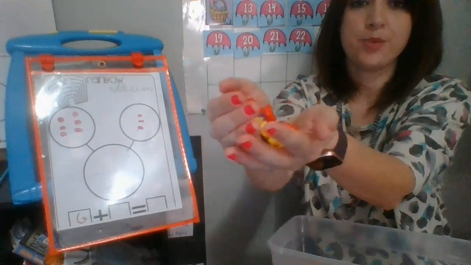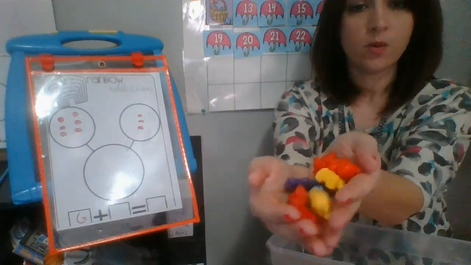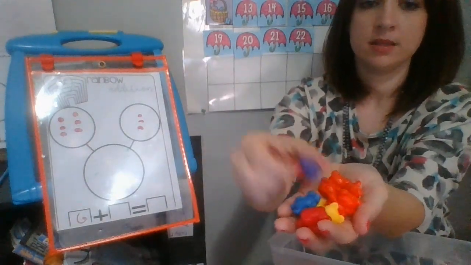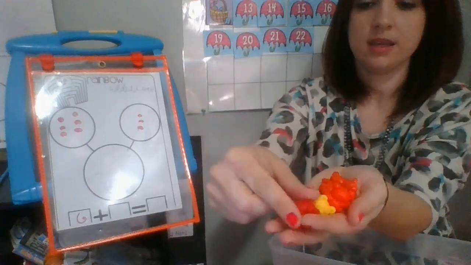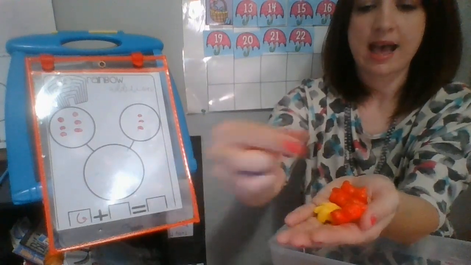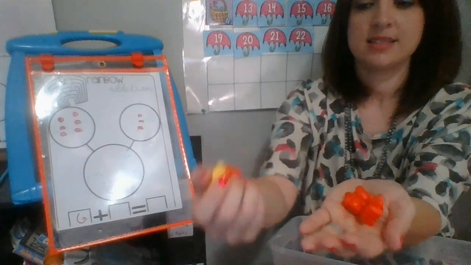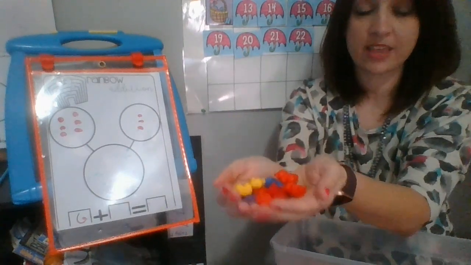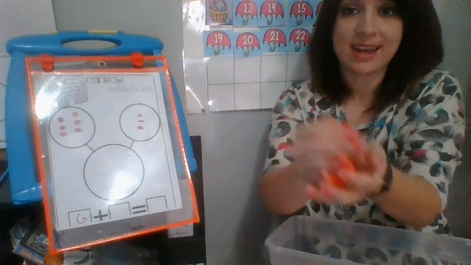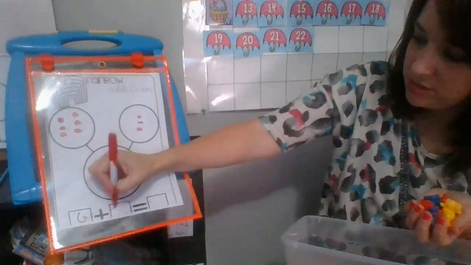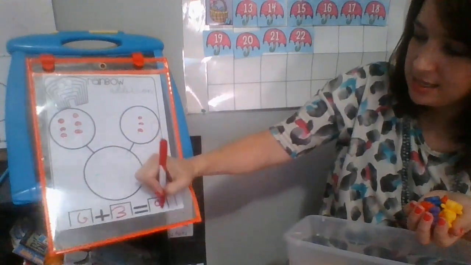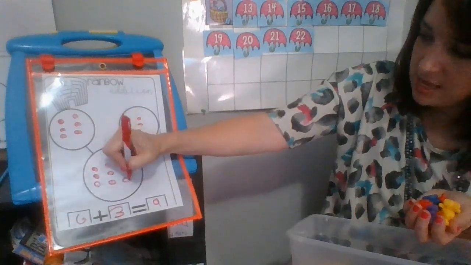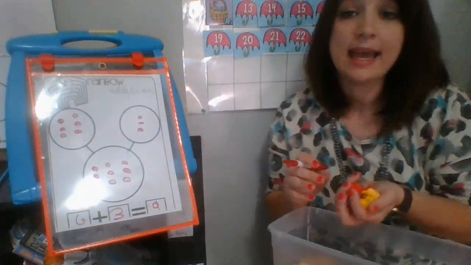So when I do that, I put them together. Well, how many bears do I have now? Let's count them. 1, 2, 3, 4, 5, 6, 7, 8, 9. When I put all those together, I had 6, and I had 3 more. Now I have 9. So 6 plus 3 is 9. Adding is just that simple.